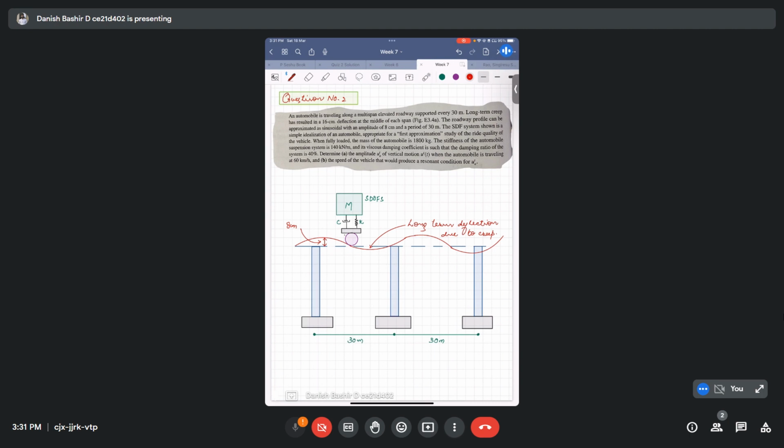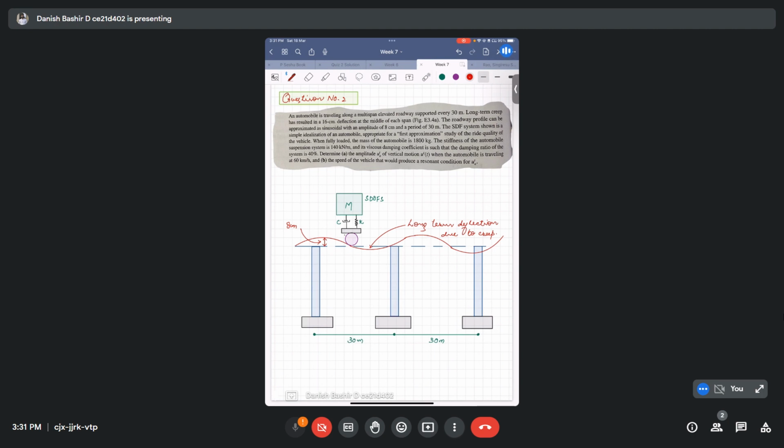When this vehicle is fully loaded, the mass of the automobile is 1800 kg. The stiffness of the automobile suspension system is 140 kilonewton per meter, and viscous damping is such that the damping ratio of the system is 40%. So this is a very highly damped system. Determine the amplitude ut of the vertical motion.